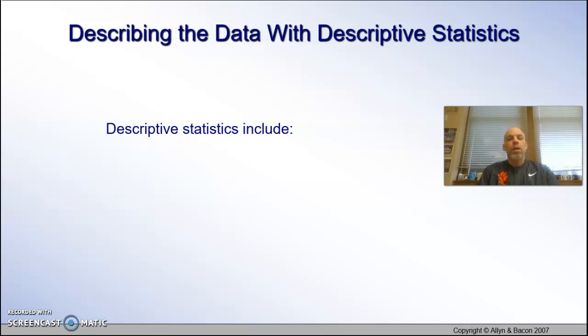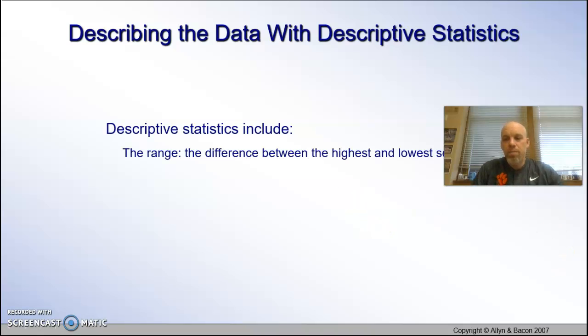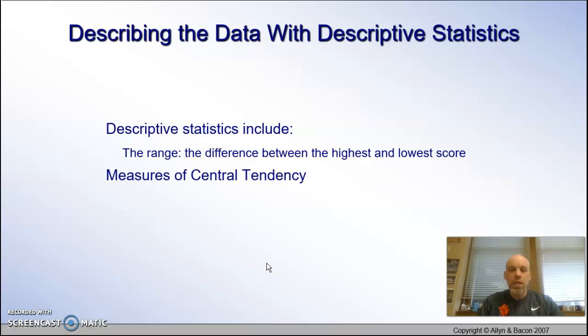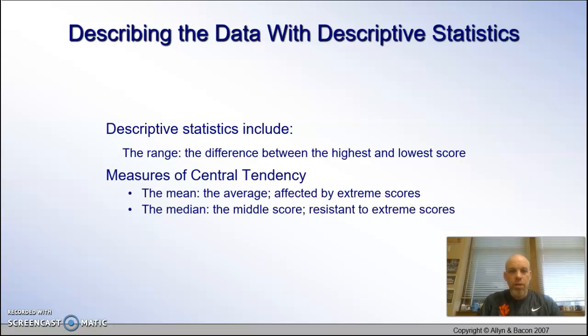All right. Now, mean, median, mode, and range. The range is the difference between the highest and lowest score. The mean is just the average. The median is the exact middle score, and the mode is the most frequent score. Let's look at this with a very simple frequency distribution.